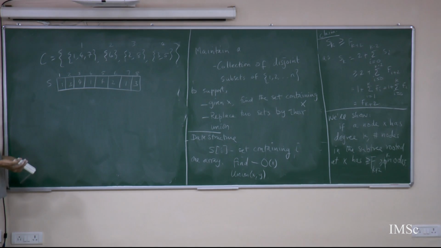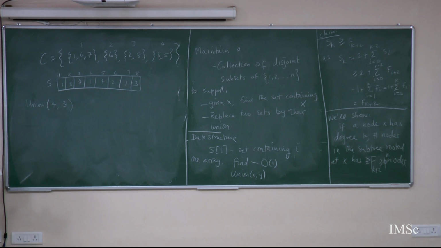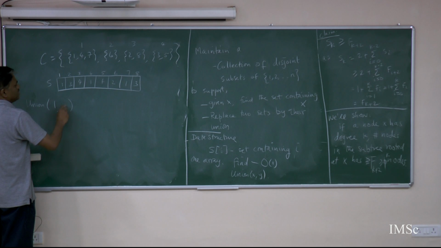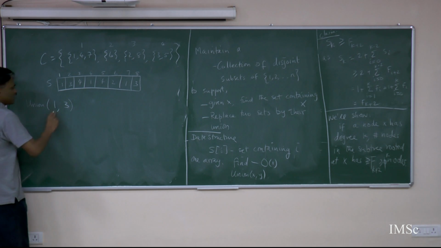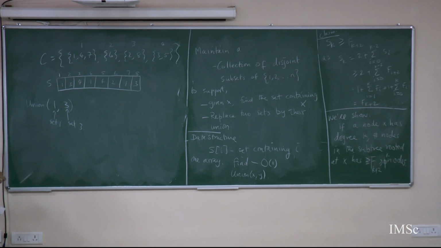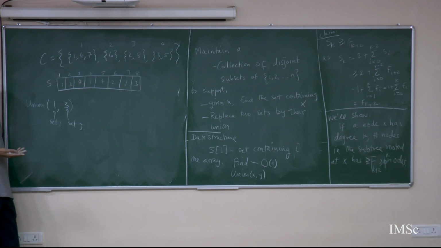Now when I want to do a union, let's say I want to do a union of sets 1 and 3. This is set 1, not element 1, and set 3. So what do I have to do? I have to go to this array and change all the 1s to 3, or change all the 3s to 1. That's all I have to do. That means these two sets are merged.